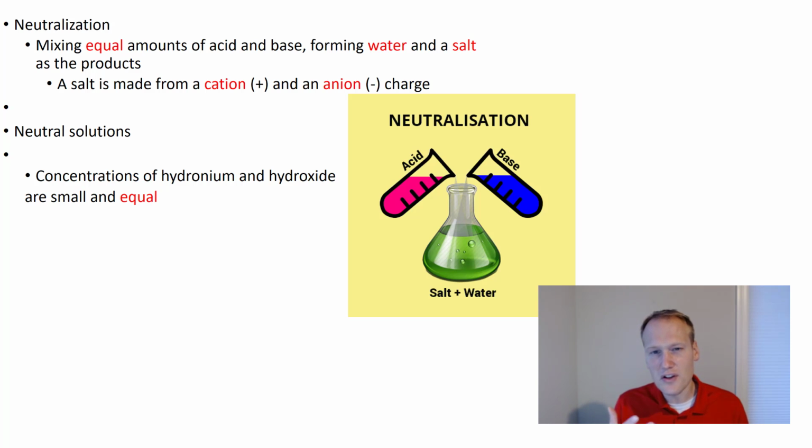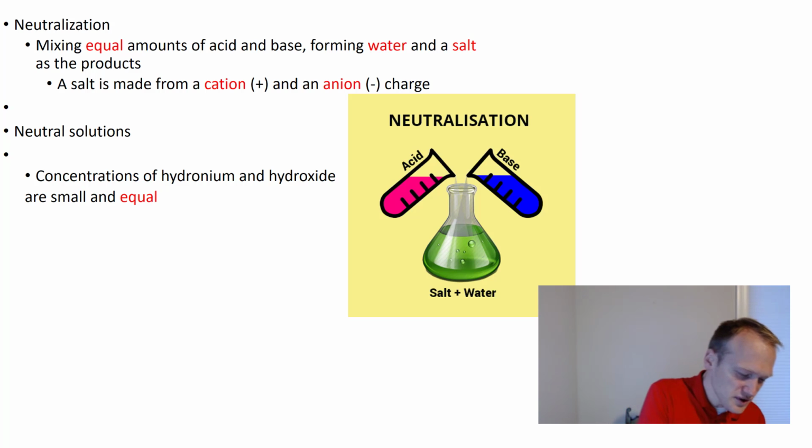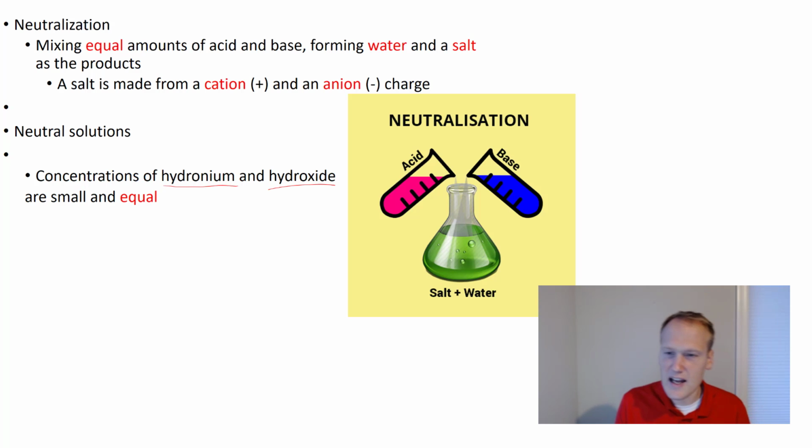It's not necessarily the salt you think of, like table salt. Any metal cation and non-metal anion coming together is what we would classify as a salt in chemistry. So neutral solutions are always going to have the same amount of hydronium and hydroxide ions.